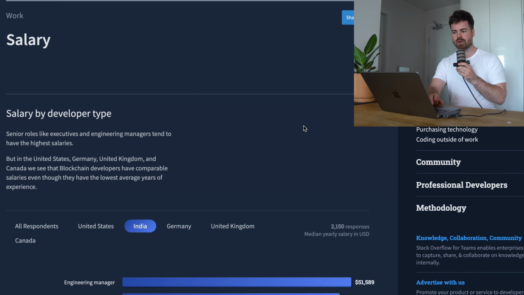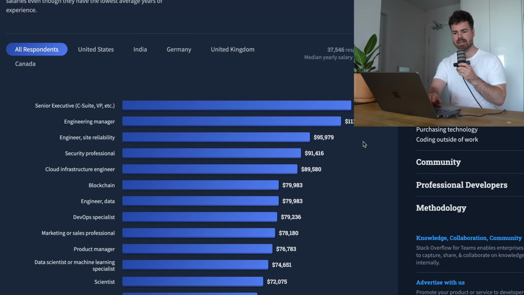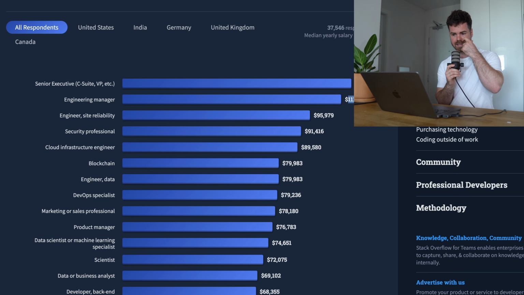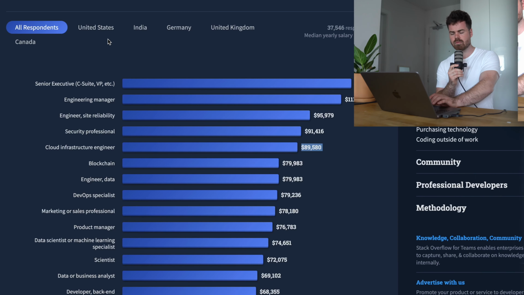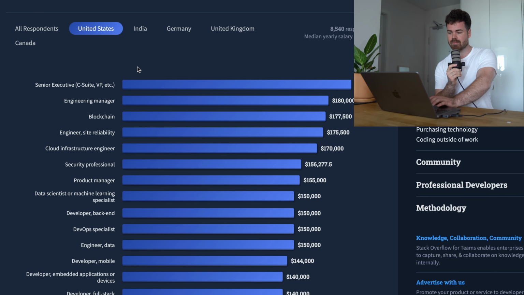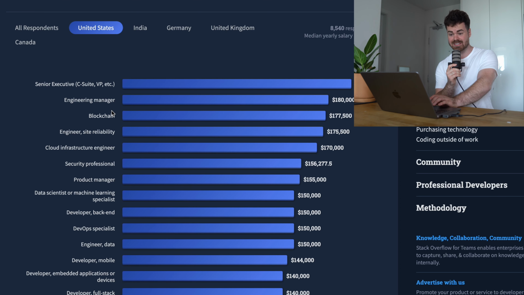Now, if we're looking at salary by location, looking at the aggregate here, obviously C-suites and VPs are going to be earning at the top of that range with 170,000. Engineering managers are coming in at a close second. Site reliability engineers, security professionals, and cloud infrastructure engineers are coming in just below that. The cloud infrastructure engineers, again, if you're wanting a highly paid role that is in demand, have a look at AWS. Just judging from this survey, that is a good place to head. Within the US specifically, we cap out at around 200,000 as an aggregate for compensation for C-suite levels. Engineering managers are coming in at 180,000, blockchain at 177,000.